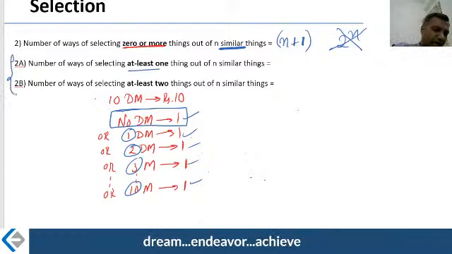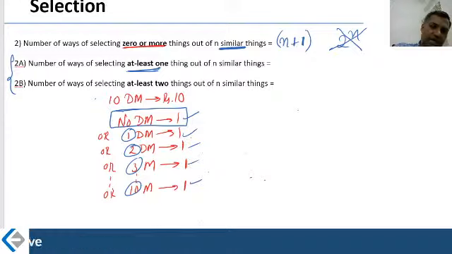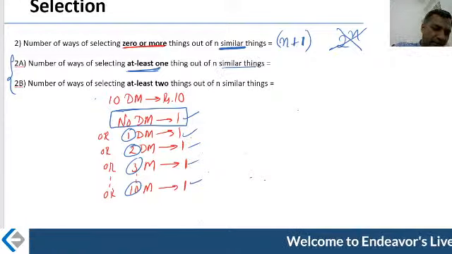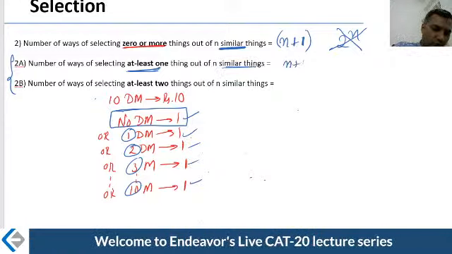Whenever you get at least, you always do total minus something. Number of ways of selecting at least one dairy milk out of n similar things. What do you do? What was the total here, friends? N plus 1. What should I be doing here? Minus 1. Because at least one, which means what I don't want? I don't want this case.